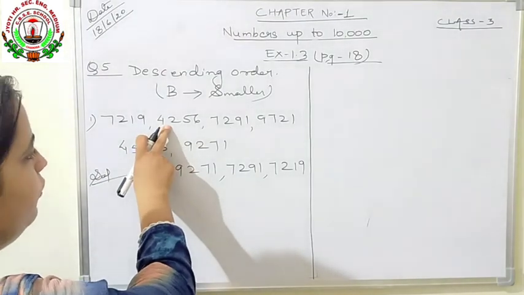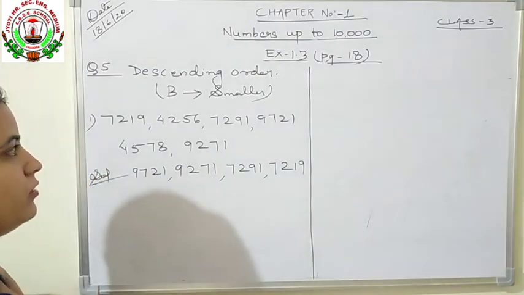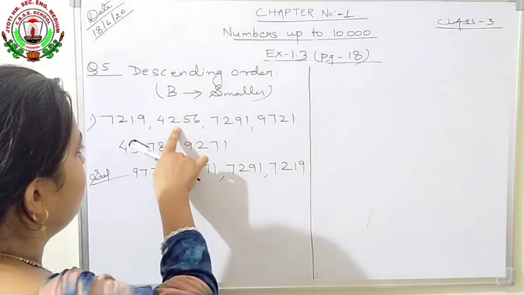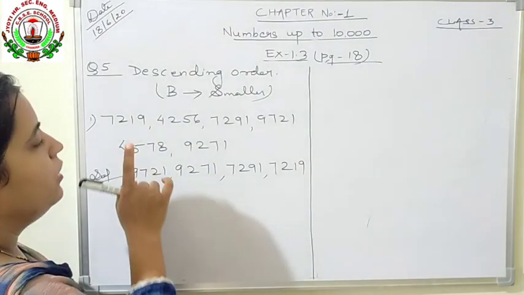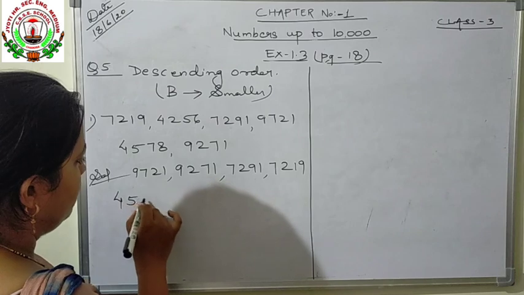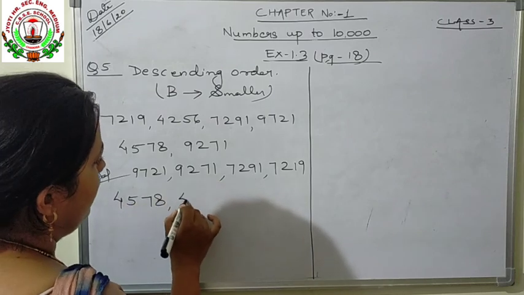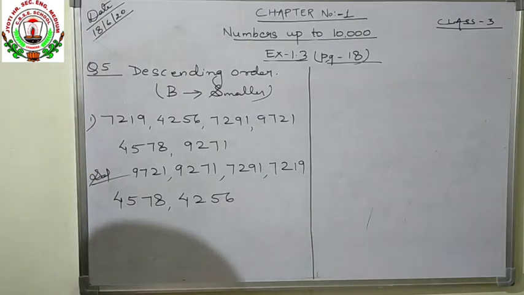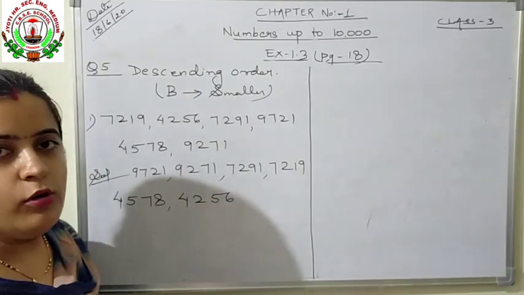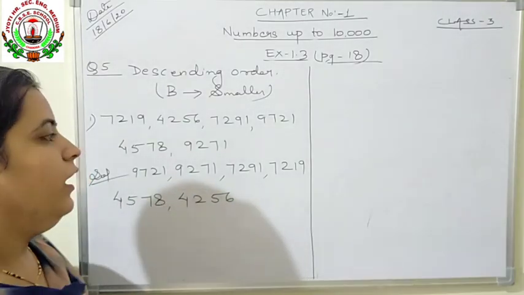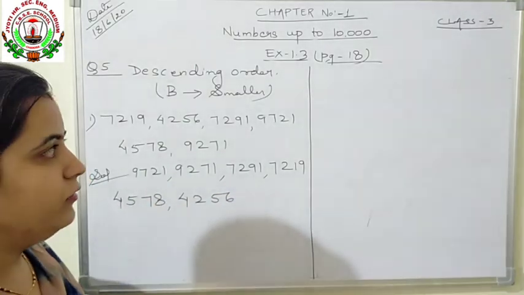Then again we have two 4,000s numbers. This one is 4,000 and this one is also 4,000. Then we compare the 100s position. Here it is 200, here it is 500. So which one is greater? 500. So we will write this number first: 4,578. Then 4,256. So this is your descending order, meaning you are arranging the numbers from bigger to smaller. Like this only you have to solve the rest of the questions.